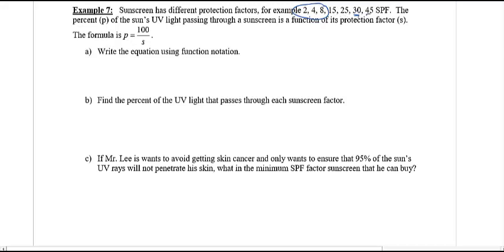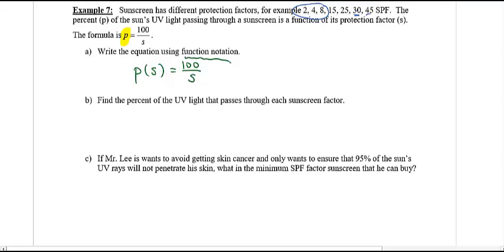So if I ask you to change this equation to function notation, really I'm saying is, can you write P as a function of something else? So the protection factor P is a function of what? Yeah, of S. So we just go P of S. And that's the only change to make this equation written in function notation.